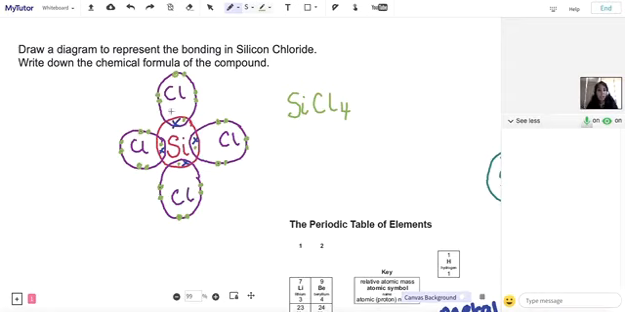Just to mention that these covalent bonds are all single covalent bonds, as each atom has shared 1 electron. If they had both shared 2, that would be a double covalent bond, and if they had both shared 3, that would be a triple covalent bond.